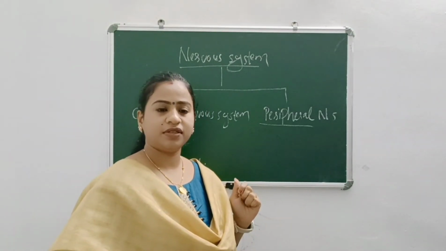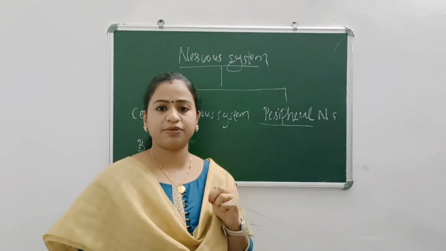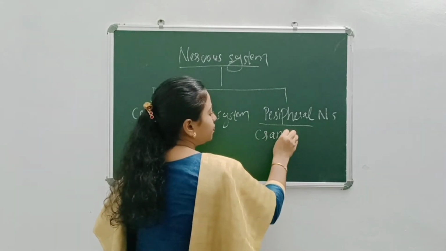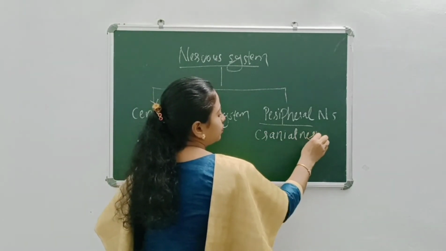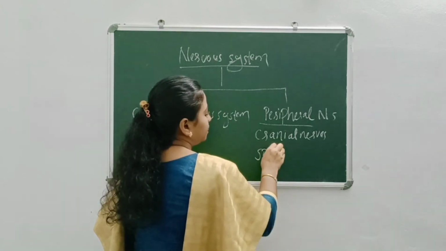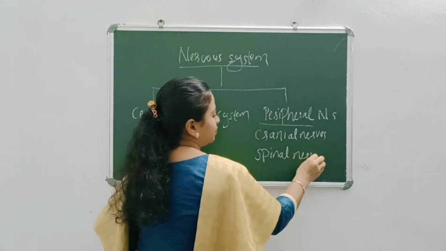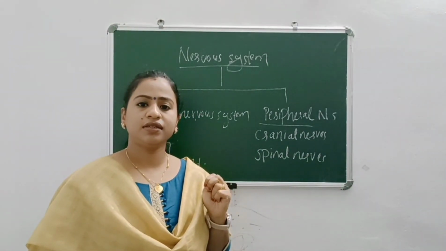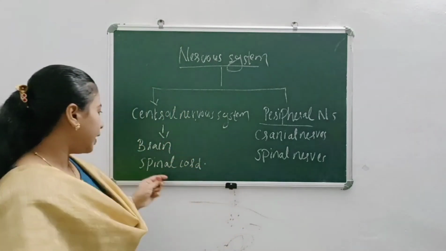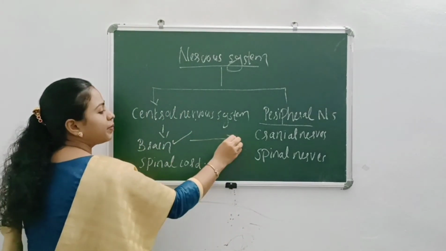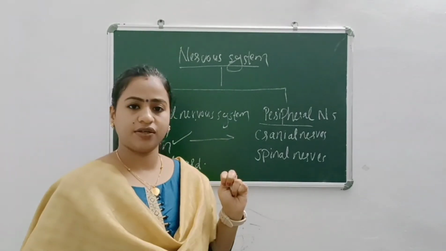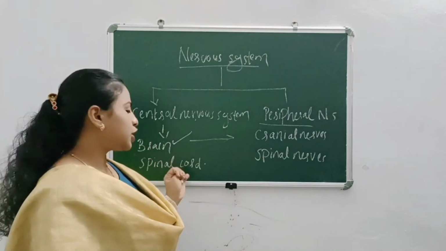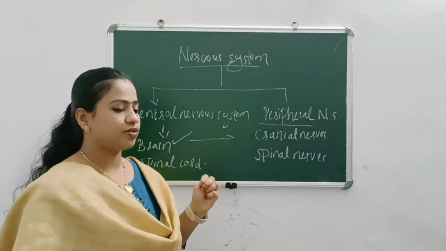Peripheral nervous system consists of two types of nerves: the cranial nerves and the spinal nerves. What are cranial nerves? The nerves that are coming from the brain are called cranial nerves. Then what about spinal nerves? The nerves that are coming from the spinal cord are called spinal nerves.